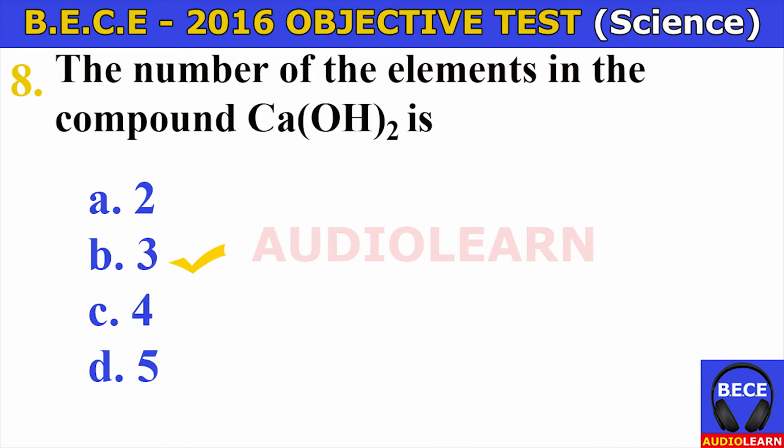Number 8. The number of elements in the compound Ca(OH)2 is A. 2, B. 3, C. 4, D. 5. And the answer is B. 3. The number of elements in the compound Ca(OH)2 is 3.